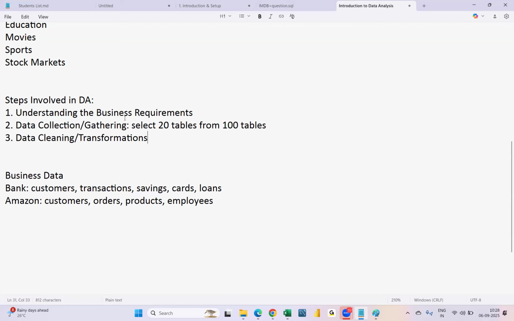You have collected the data here. You have collected some 20 tables or you have collected some loans related data. Now, you can't use the data directly for the analysis purpose, because the data that you have collected might be having some inconsistencies, some missing data, or some wrong values, or some duplicates. So if you directly use that data for analysis, you might get the wrong insights. So to get the correct results or correct insights, the data needs to be cleaned properly. I will tell you a small example for that.